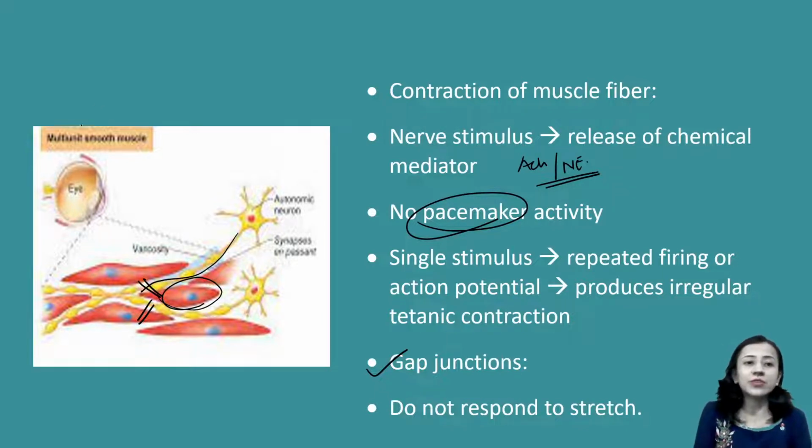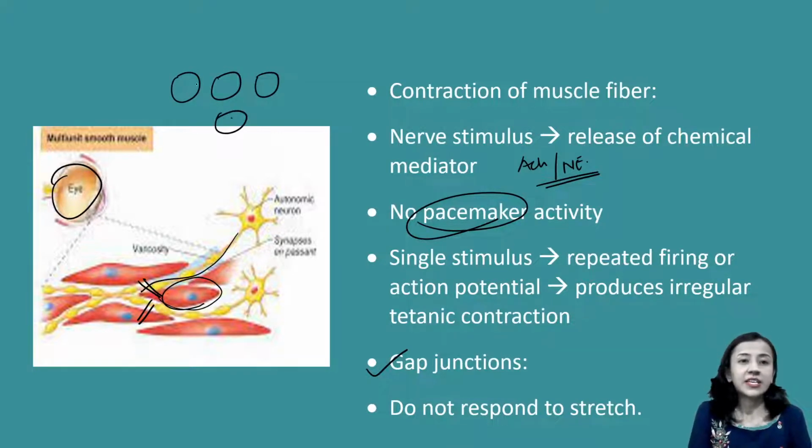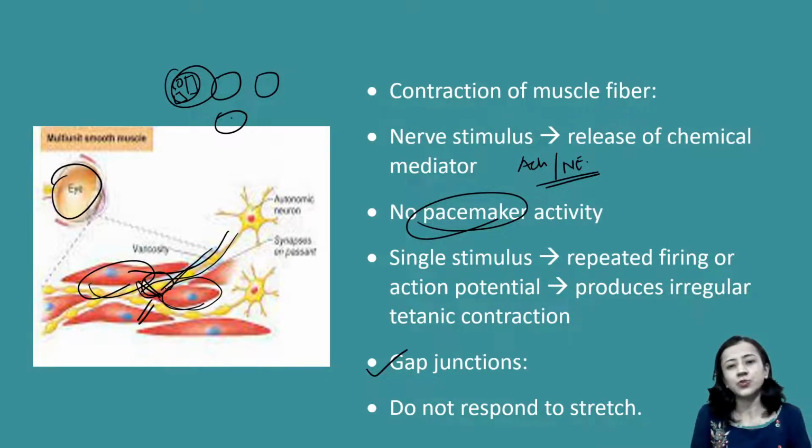You can see here in the eye, we have this kind of multi-unit smooth muscle. It is like hostel rooms: different rooms are there, each one has one small kitchen, small wardrobe, small bathroom. So this is the same thing. Here this is one muscle fiber, this is second, and each is having one nerve supply. So this is multi-unit smooth muscle.